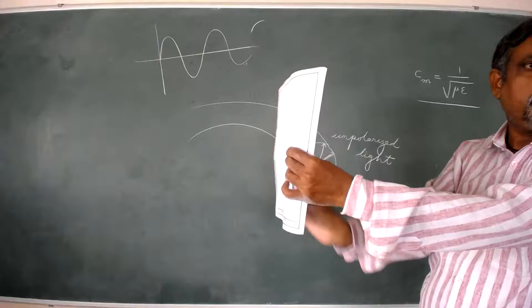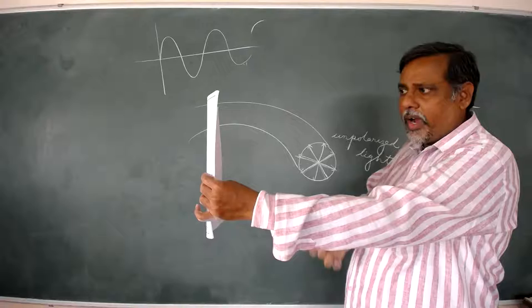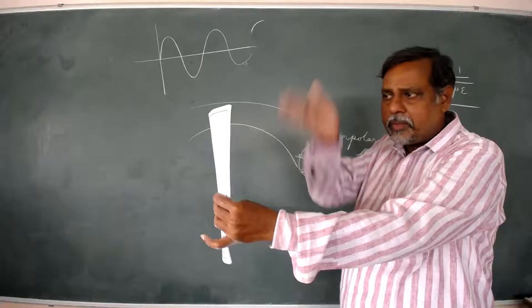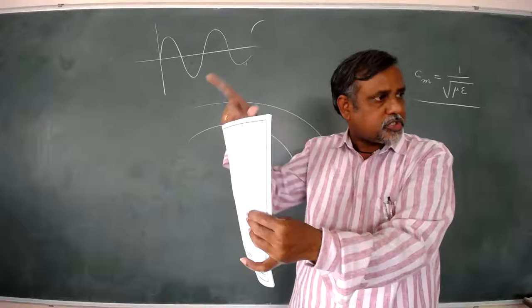By keeping it like this, what kind of wave can I pass? If I vibrate in the vertical direction, which means parallel to the slit, the slit is in the vertical direction. Whatever wave I am producing also has to be produced parallel to the slit. Then the wave will propagate, because the slit and the wave formation are in the same direction, so the wave passes outside.